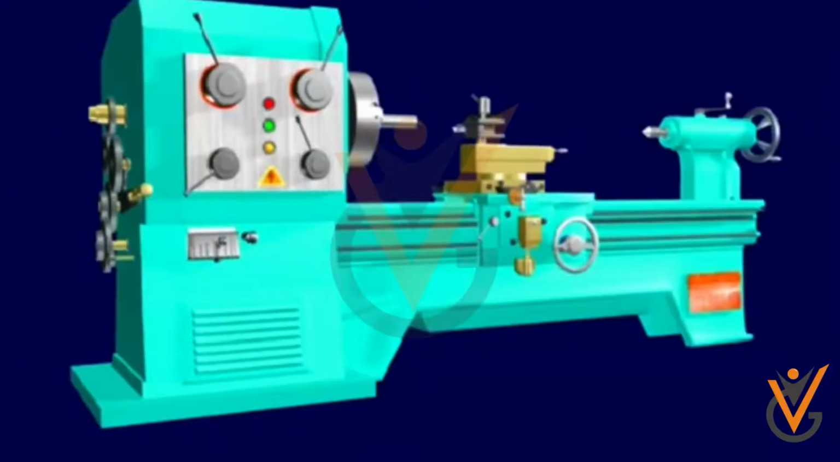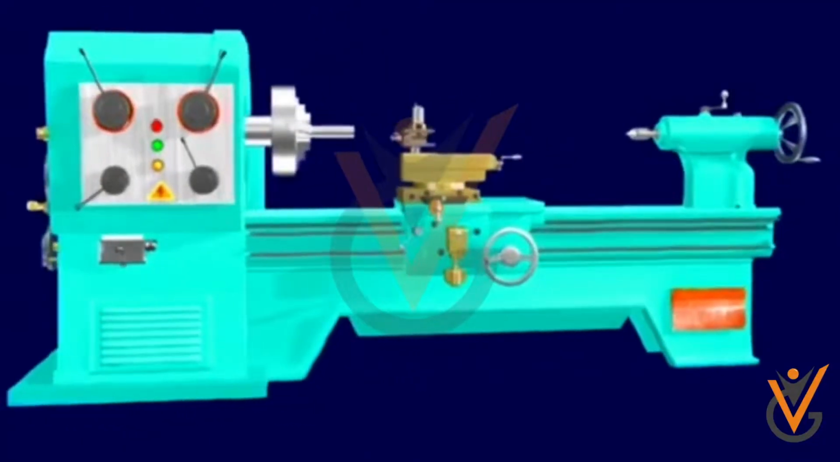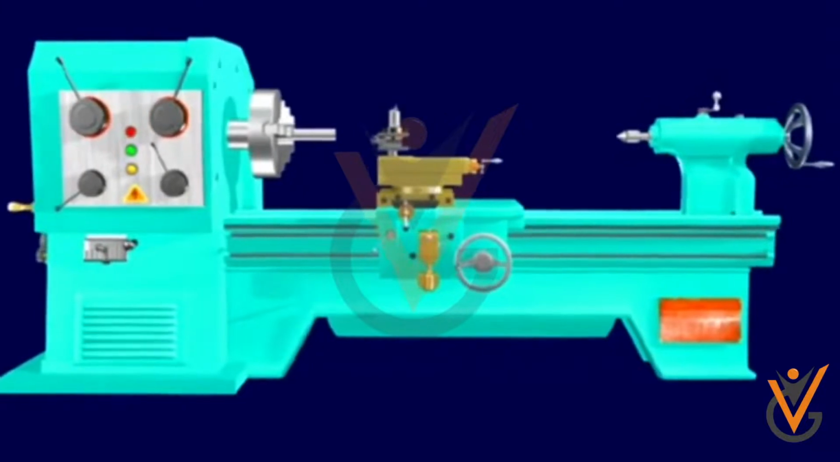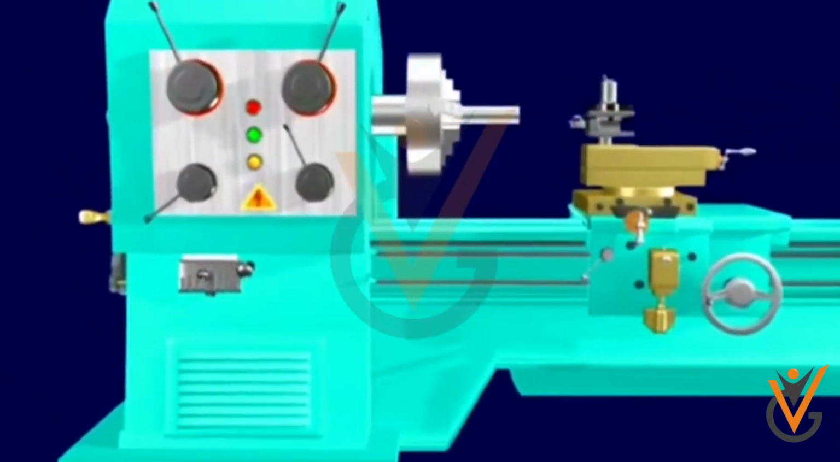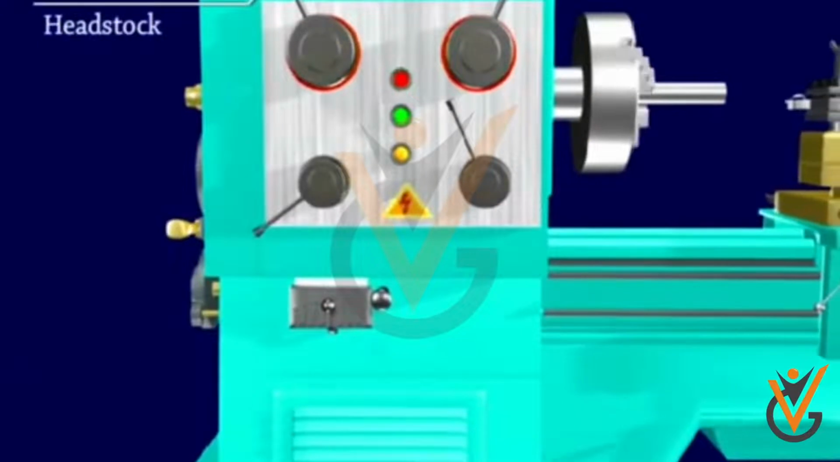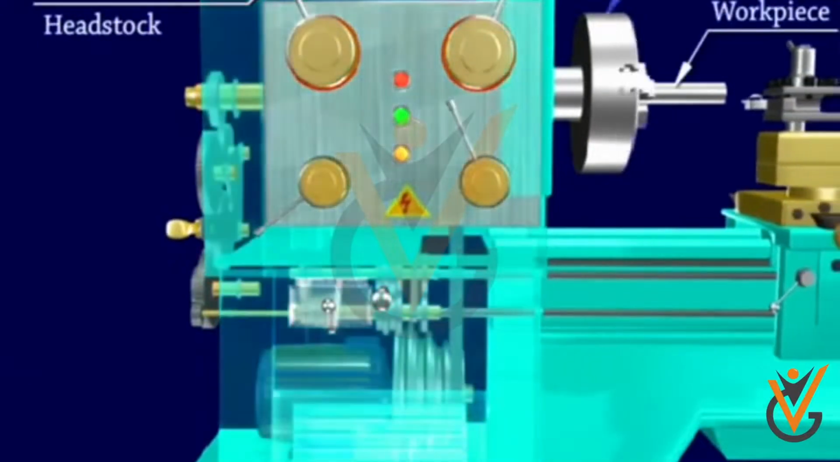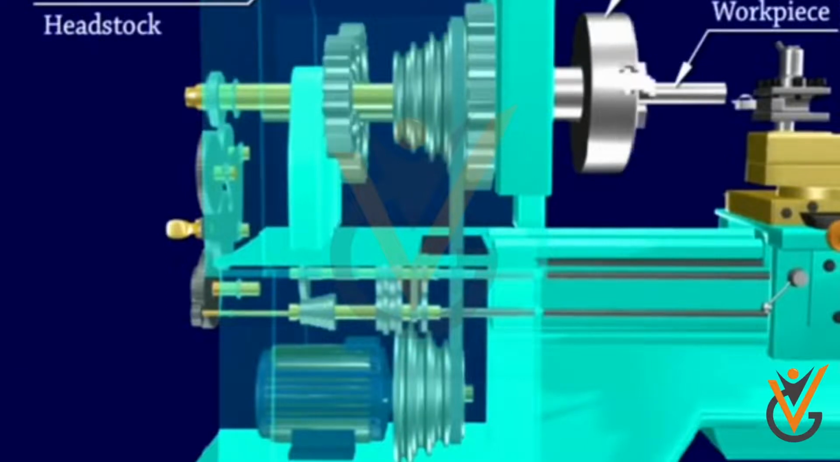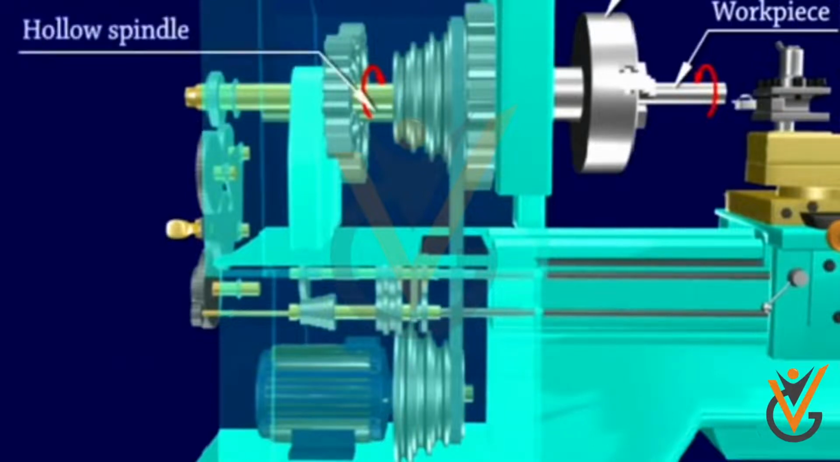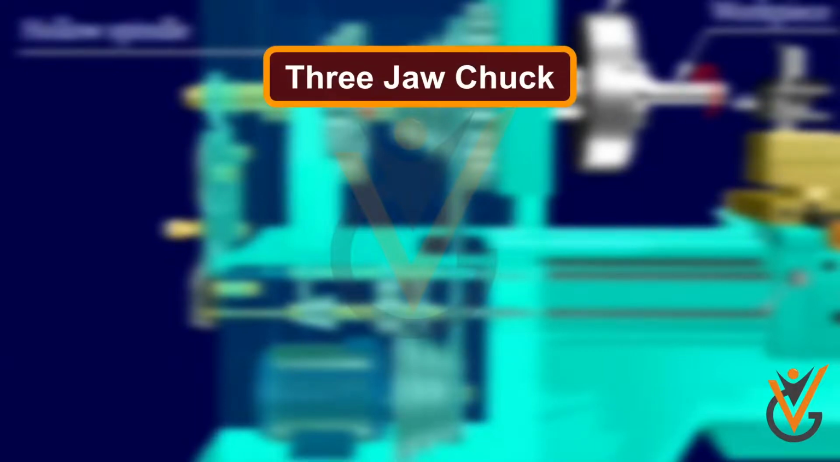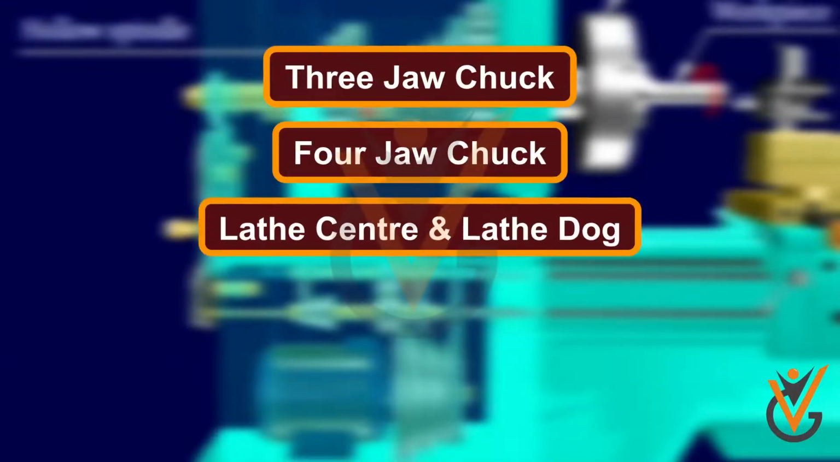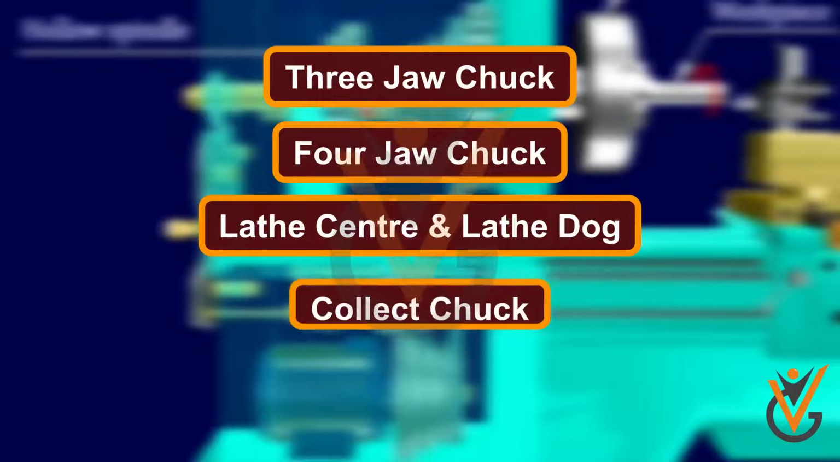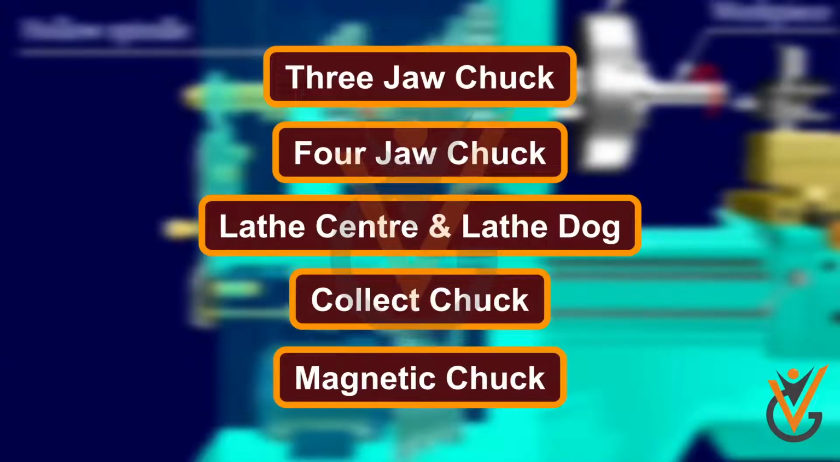Headstock. The headstock is present on the left end of the bed. The main function of the headstock is to transmit power to the different parts of the lathe. It supports the main spindle in the bearing and aligns it properly. It also houses a necessary transmission mechanism with speed-changing levers to obtain different speeds. Accessories mounted on the headstock spindle are 3-jaw chuck, 4-jaw chuck, lathe center and lathe dog, collet chuck, magnetic chuck.